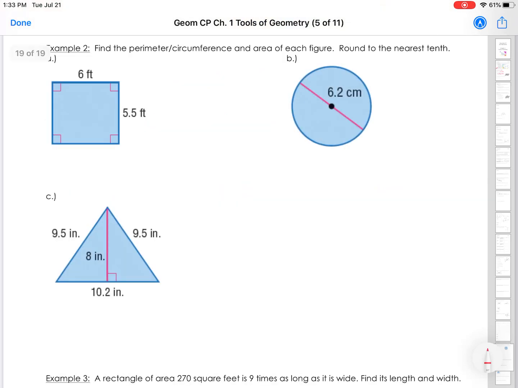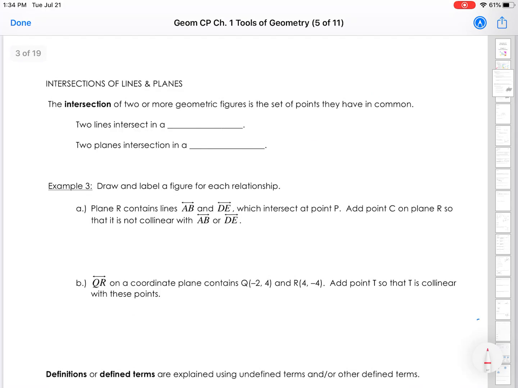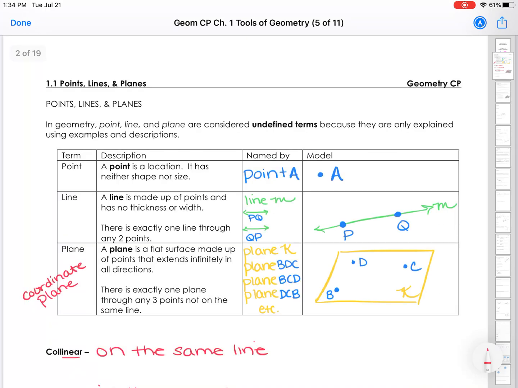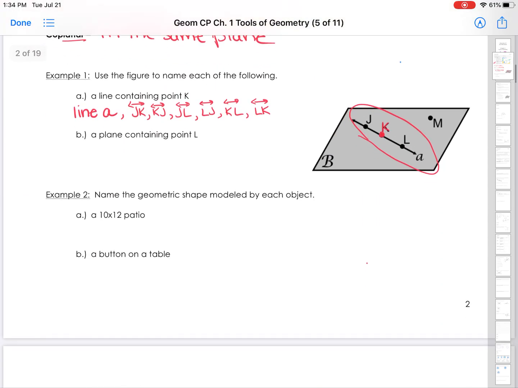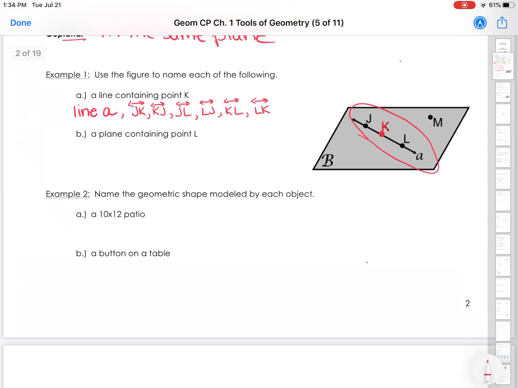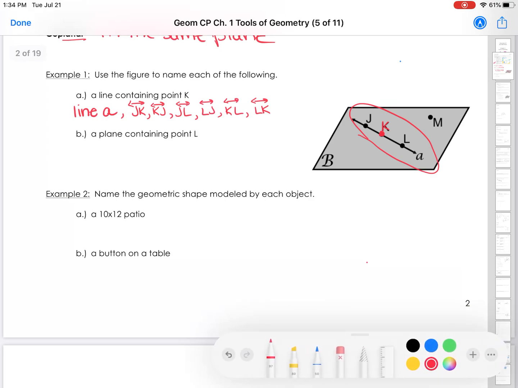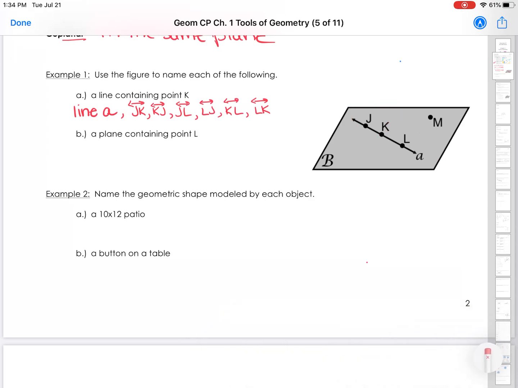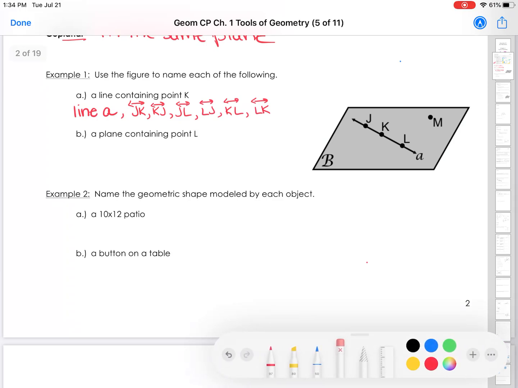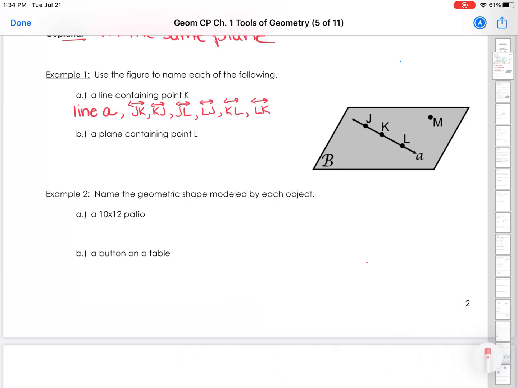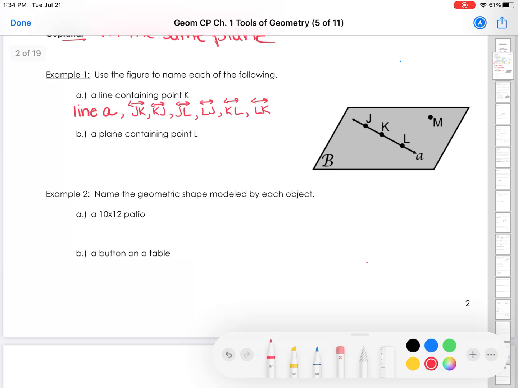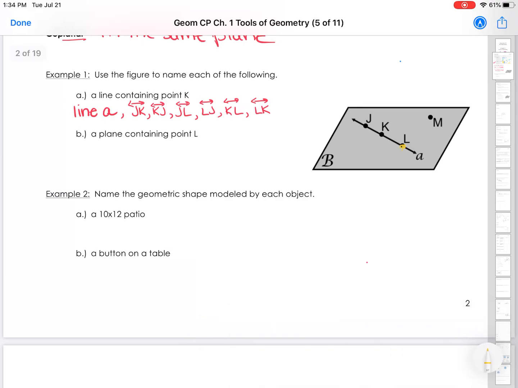All right, so for part B, what we want to do is find a plane containing point L. So let's get rid of what's on here, and we want a plane containing point L. So here is point L. And we want to know what plane that is in. Well, it's obviously in this plane given to us. We see the cursive letter B, so we could call this plane B.